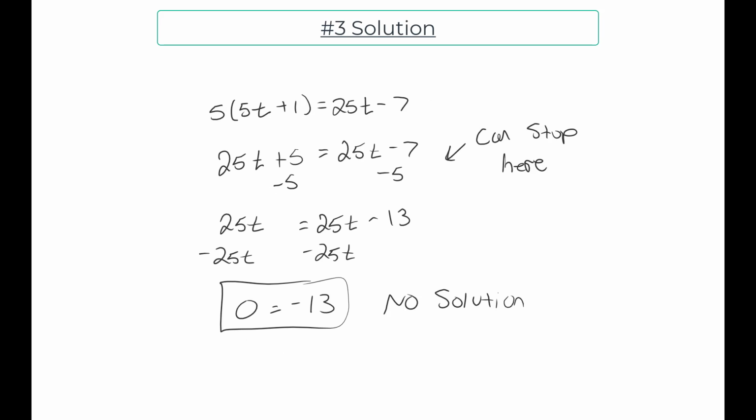For our third solution, we actually could stop at the second line again as well. As you can see, we end up with 25t plus 5 is equal to 25t minus 7. And if you can see that those, no matter what you do for t, are going to be different numbers on both sides, then you can see that there's going to be no solution. But if we take it all the way to the end, using our properties of equality, we end up with 0 equals negative 13, which is always a false statement, which means that we have no solution here.